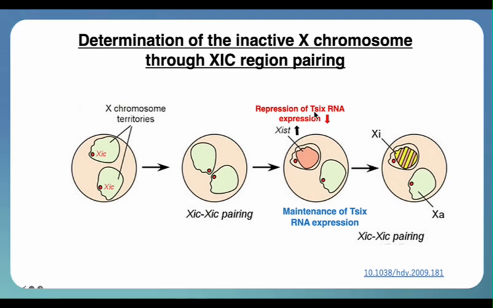Immediately after pairing, TSIX RNA expression is transiently suppressed on one of the X chromosomes. Due to the decrease in this inhibitory RNA, XIST expression is activated on this X chromosome. The transcribed XIST RNA covers the surface of that X chromosome, inducing the X chromosome inactivation. On the other hand, on the X chromosome where TSIX RNA expression levels did not change, XIST expression remains at a low level, so inactivation does not occur.